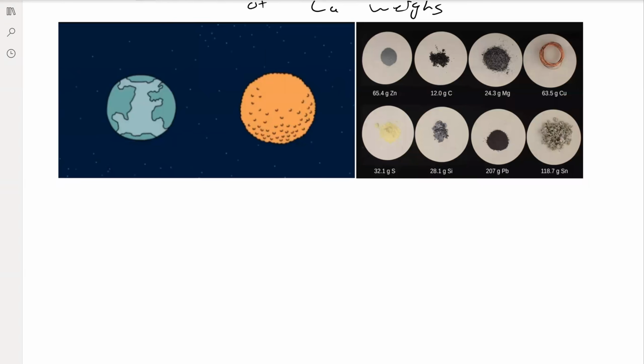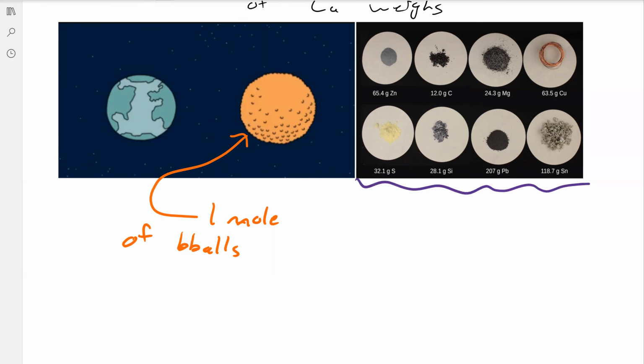Here's just a little picture to emphasize how big a mole is. On the left side, you have the little picture of Earth, right? There's us on Earth. And on the other side, you have 1 mole of basketballs, right? And you can see it's the same size as Earth, right? So 1 mole is just a huge, huge number.